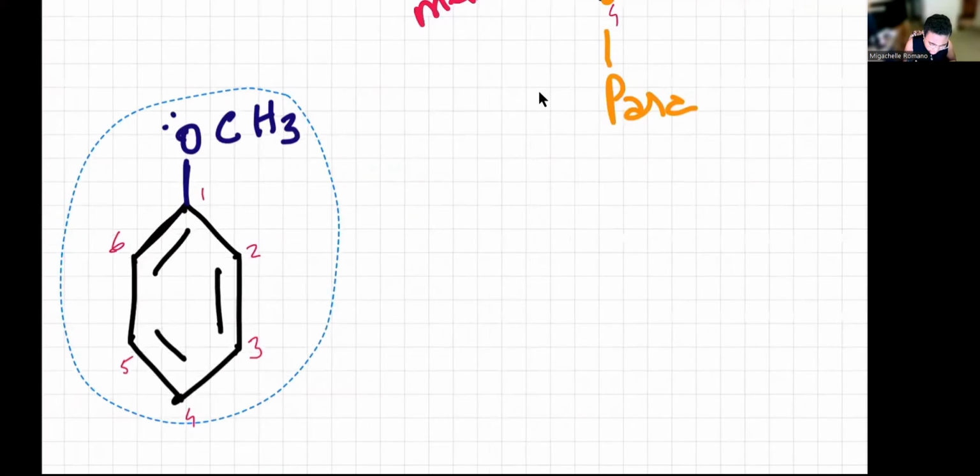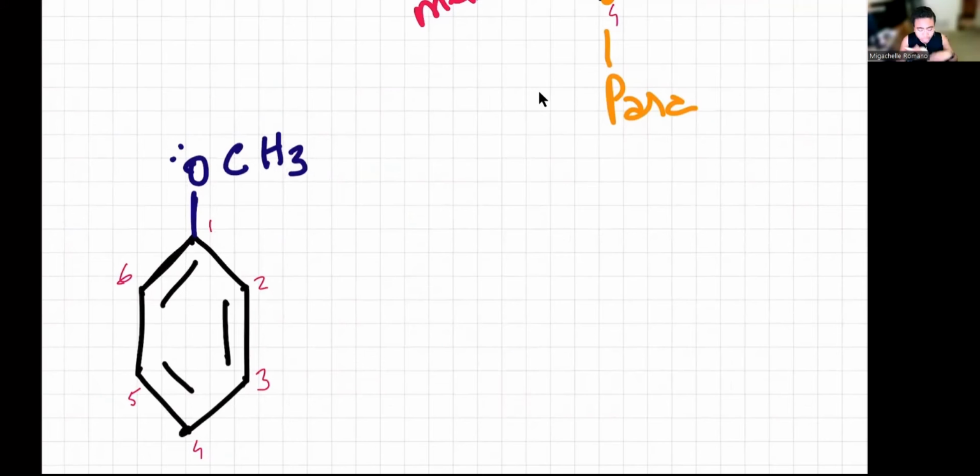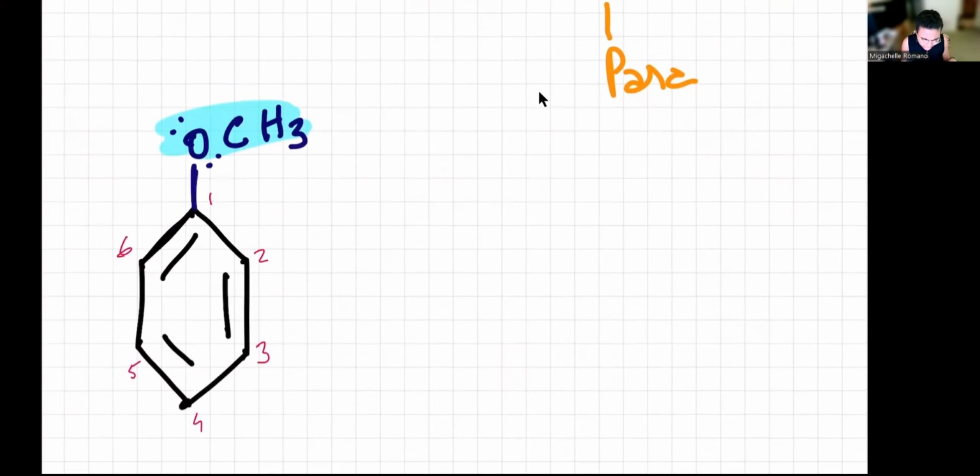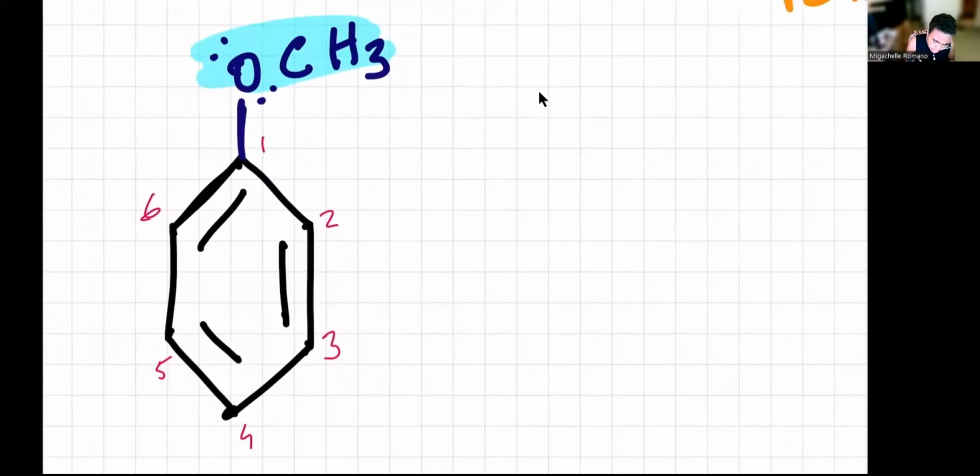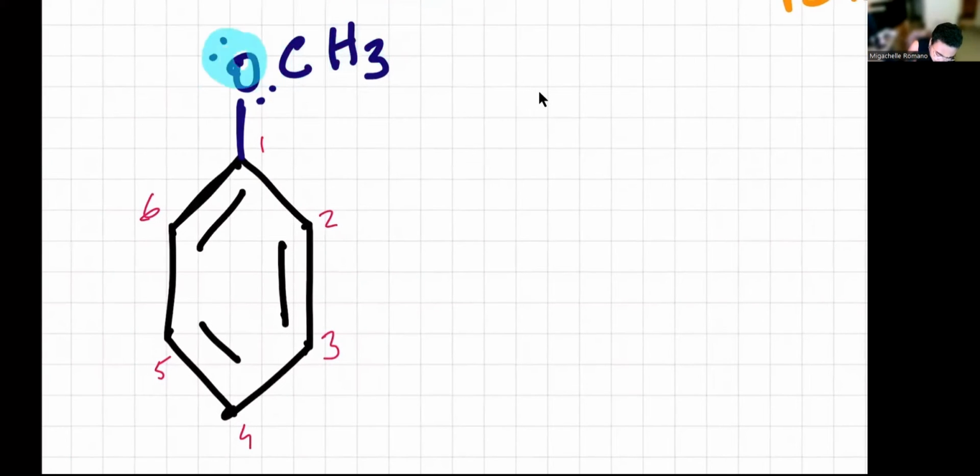This group OCH3 is going to have an effect on the ring, because it's either going to withdraw electrons from the ring or donate electrons. The way we can know whether OCH3 is an electron donating group or electron withdrawing group, I'm going to show you the shortcut soon, but let's talk about it. Look at this. There's an oxygen here that is full of pairs of electrons, exactly adjacent to the ring.